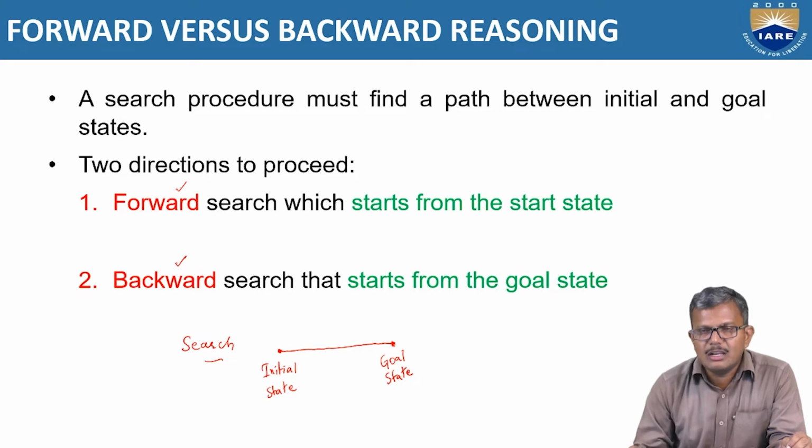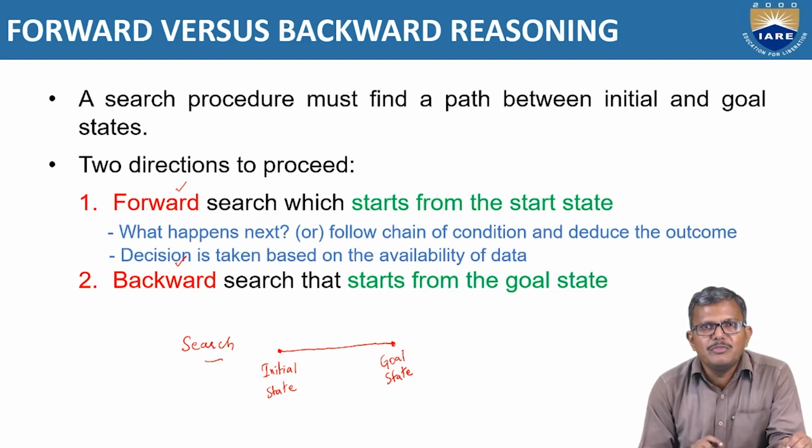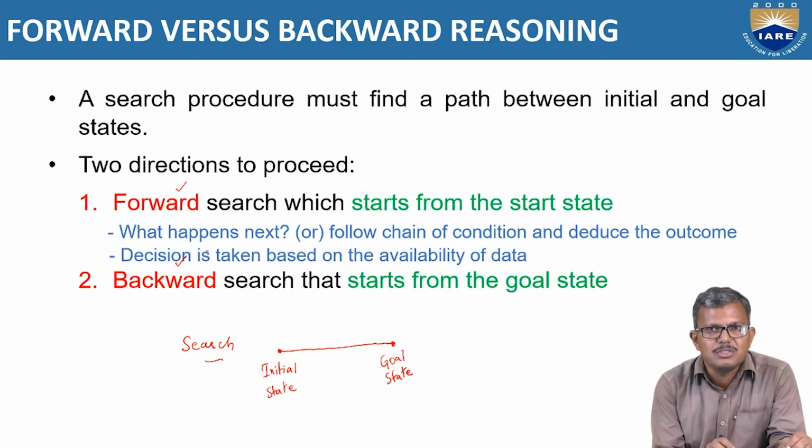Okay, so there are other differences also. For example, in the forward search, what happens? There is a question: what happens next? Some situation has happened already, or otherwise we can say that you are in this place. Then what will be the next? If you are thinking about this kind of thing, then we can say that it is a forward search.